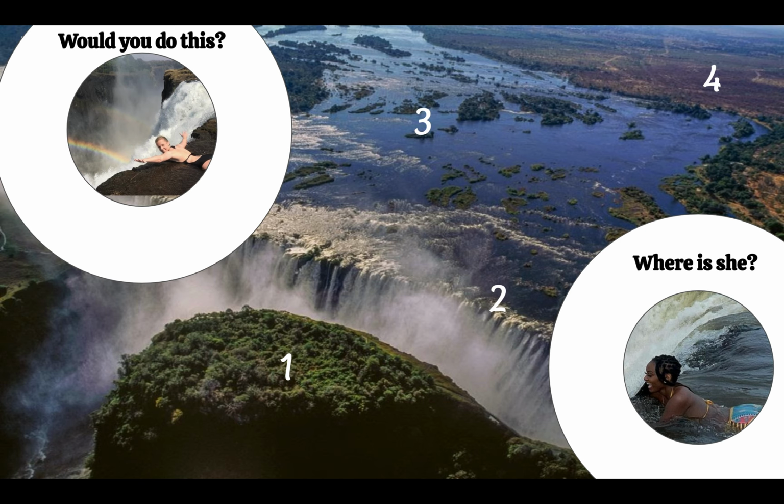Yeah, I've got a fun game to play again. Can you guess where these ladies are? Are they here at number 1, number 2, number 3, or number 4? If you guessed number 2, then you're correct. They are lying over the edge of the cliff. So if they move a little bit forward, they can fall down, and that'll be falling down from a 35-story building.